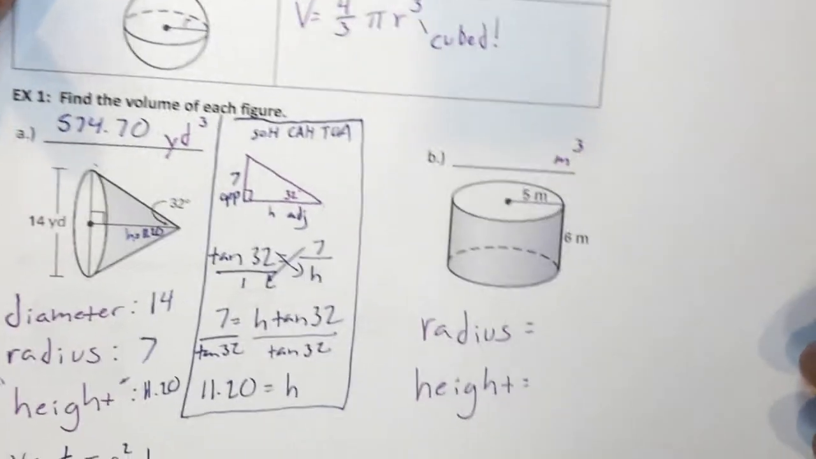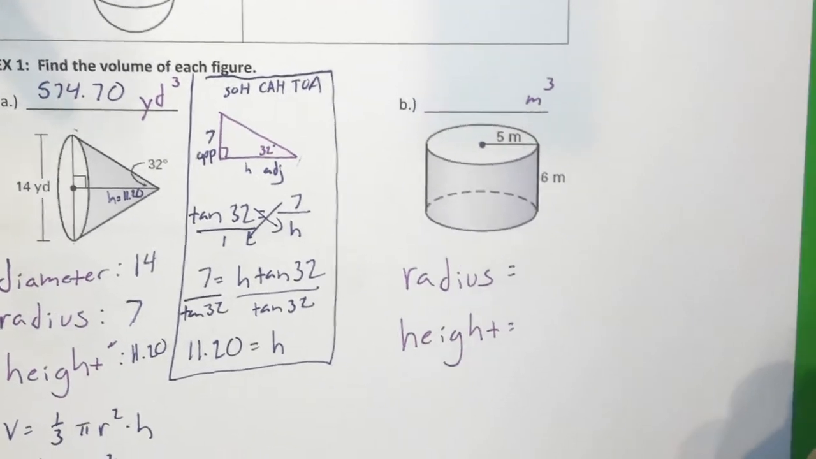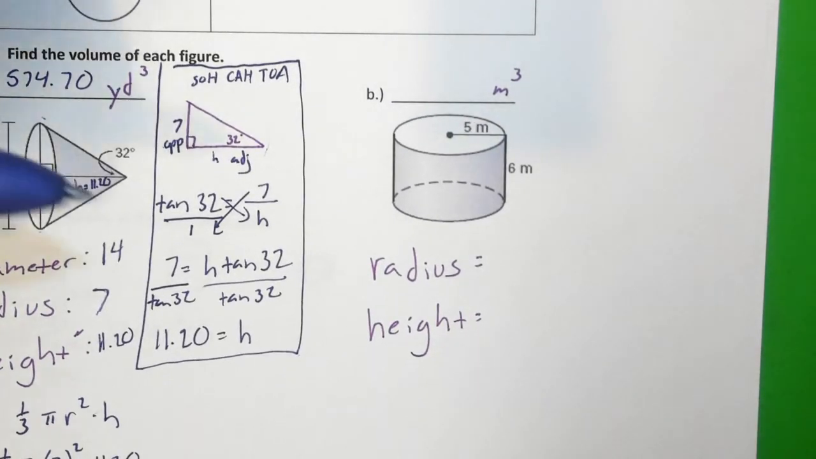Next one. Next one is a cylinder, and this one's far more straightforward. So what I'd like you to do is try this one on your own. Pause the video, and I'll share my answer with you in a couple of moments.